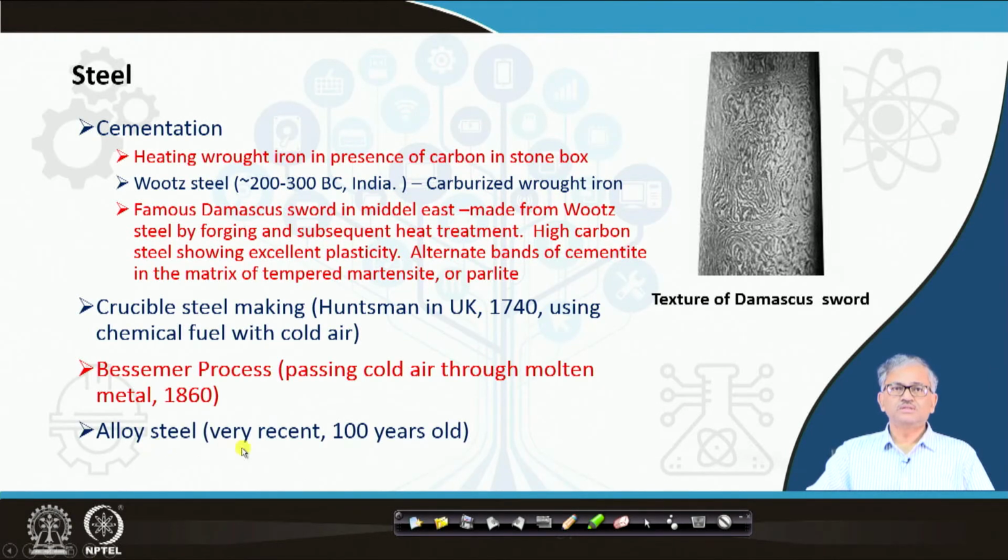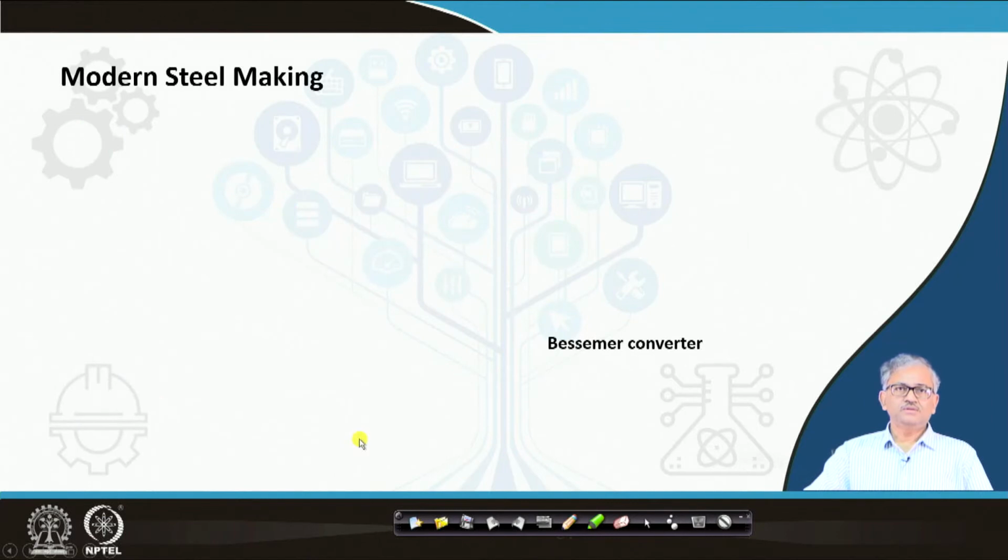And then alloy steel is a very recent phenomenon, maybe 100 years old. It is the early 20th century when alloy steel came. And so, modern steel making, I will talk about some modern steel making. So to start with, let us talk about the Bessemer. There is Henry Bessemer. He invented this technique in 1860.